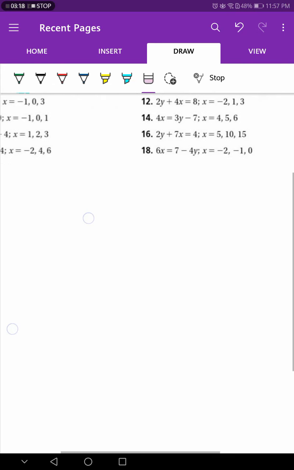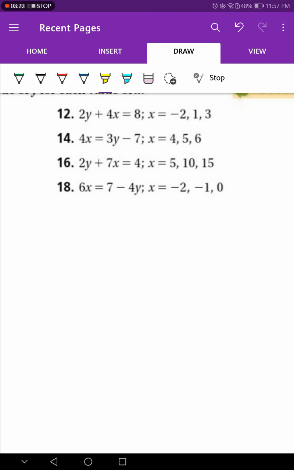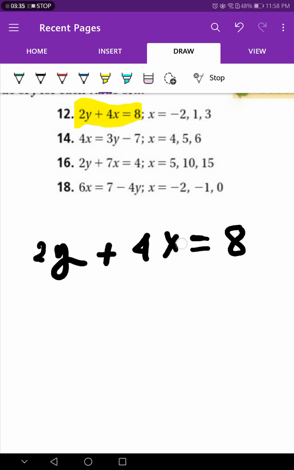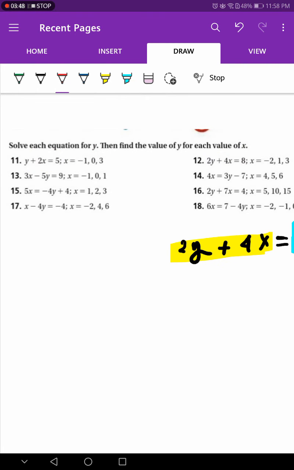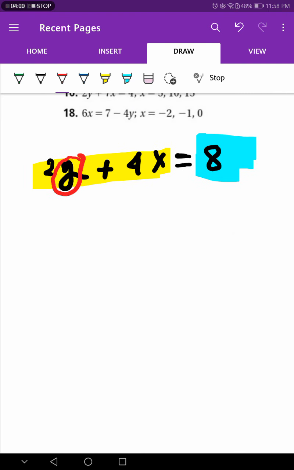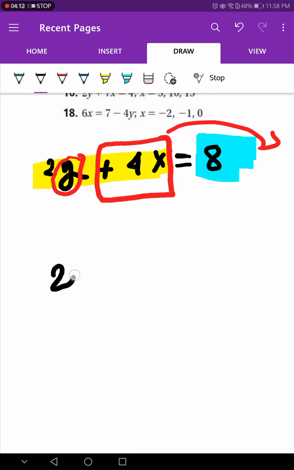Okay, let us take another equation. I will take 12 now. It is 2y plus 4x equals 8. So this is the left side and this is the right side, as we learned. It is very important to read the question and understand what he asked me to do. Solve each equation for y. That means I have to make the y alone and happy on one side. So the first step, I have to move the other variable, 4x, to the right side, so the 2y stays and the right side will be 8 minus 4x.